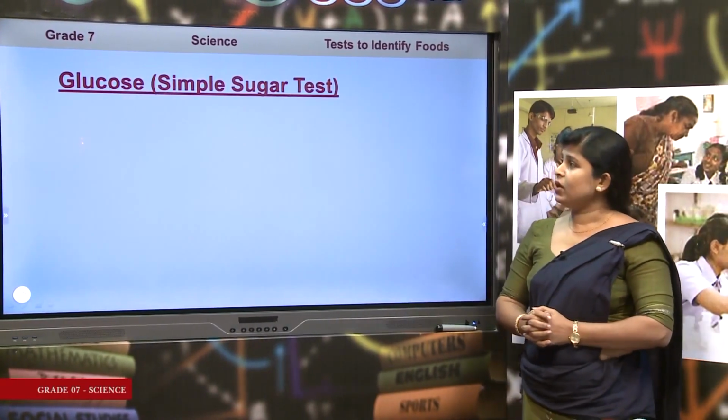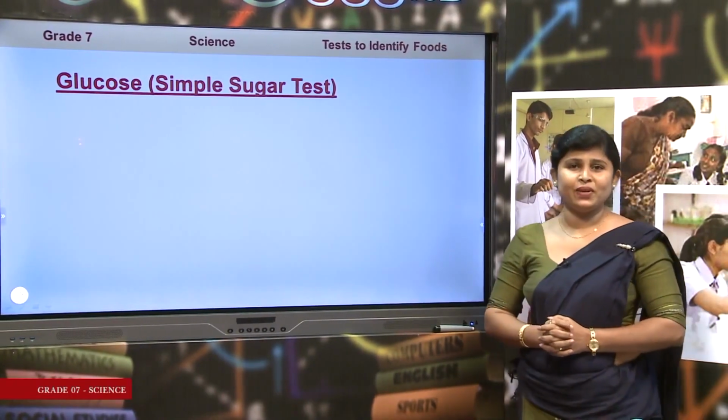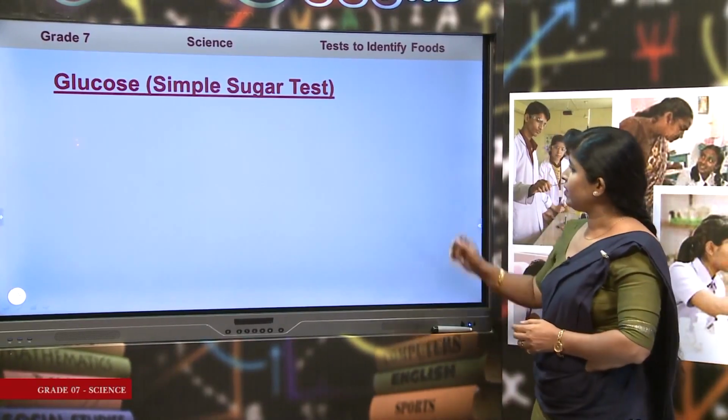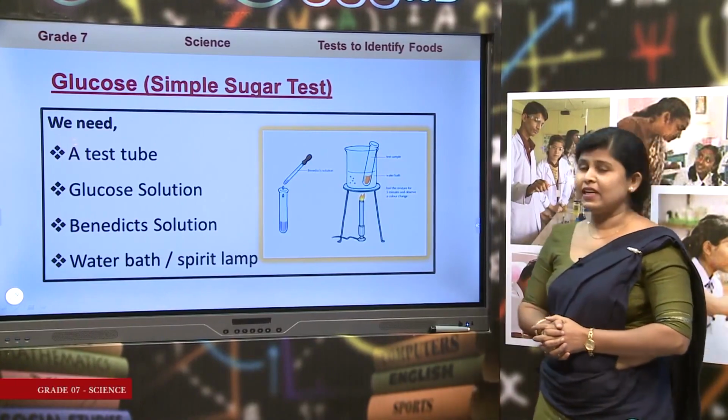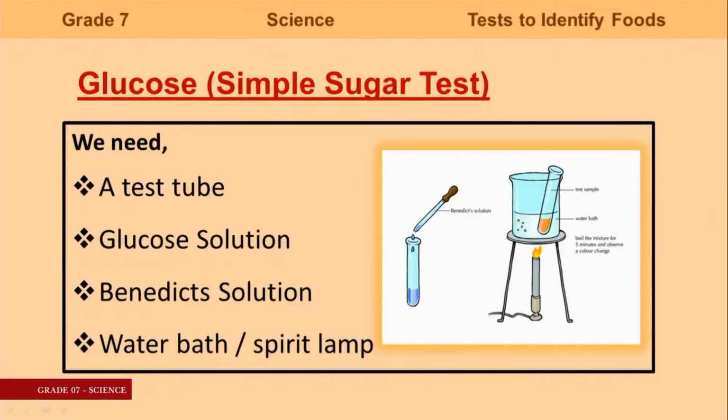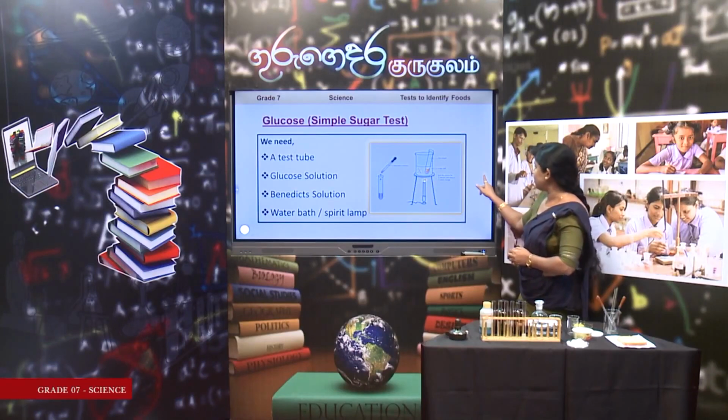First test is glucose or simple sugar test. Here are the materials required for the activity. We need a test tube, glucose solution, Benedict solution, water bath or a spirit lamp. At this moment, I am not using a water bath, I am using a spirit lamp. Right. We will see the steps of the activity.